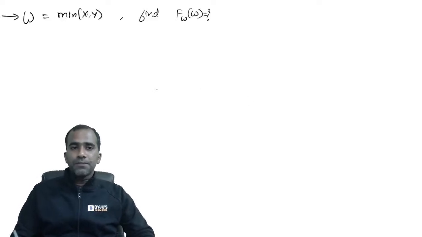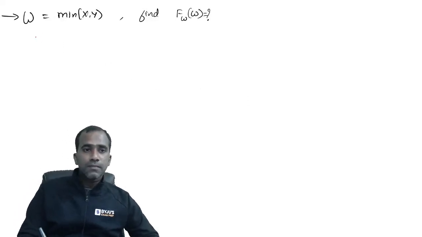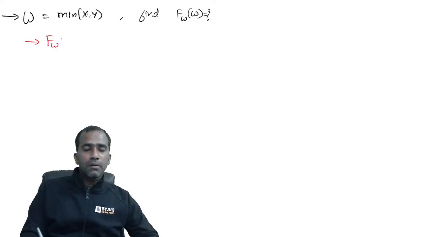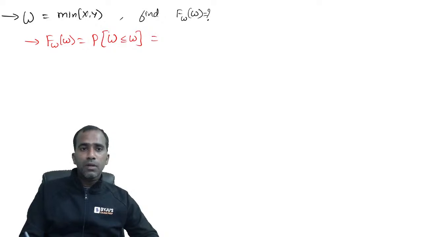Right, one more relation. In a similar manner, let us analyze, so we want FW, capital FW of W. First, let us write the meaning of this. Probability of capital W, because W is a random variable here, less than or equal to small w. That is the meaning. What is given about W? Minimum of x comma y is the relation that is given. Let us write what is given about W: minimum of x comma y less than or equal to small w.